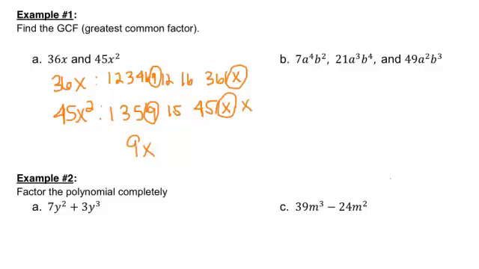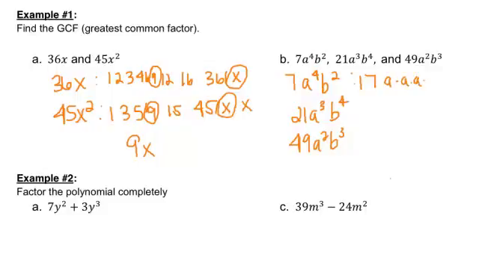For example B, we're going to do the same thing. So we have 7a to the 4th b squared, 21a cubed b to the 4th, and 49a squared b cubed. So 7a to the 4th b squared. The only two factors we have are 1 and 7. And then we have a to the 4th, which is a times a times a times a, and b times b. For 21, we have 1 and 21, and 3 and 7.